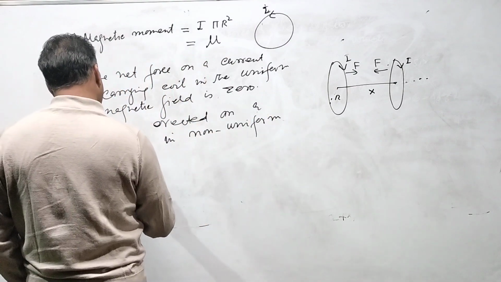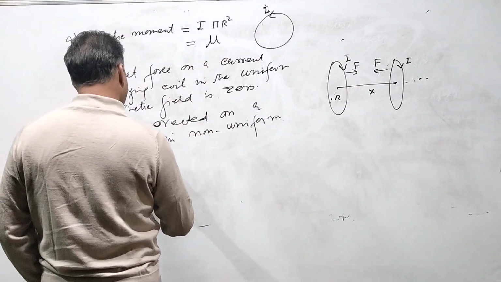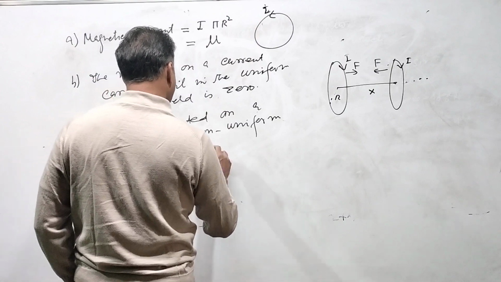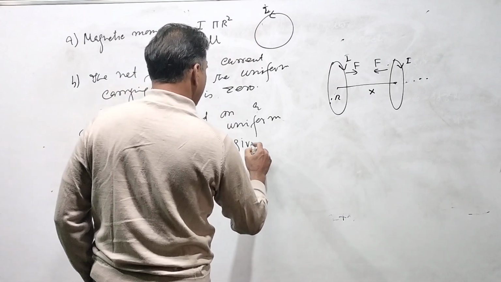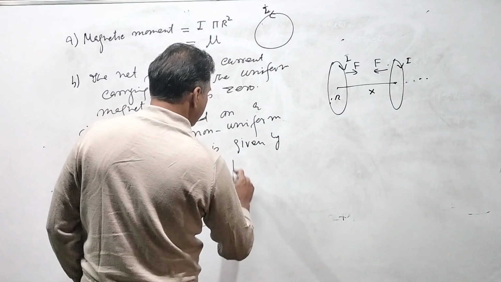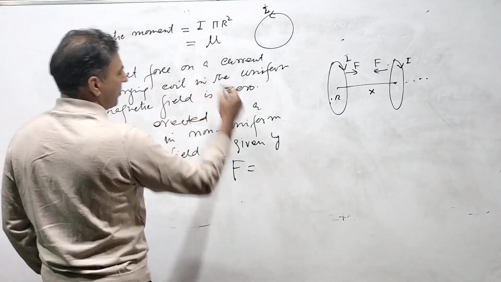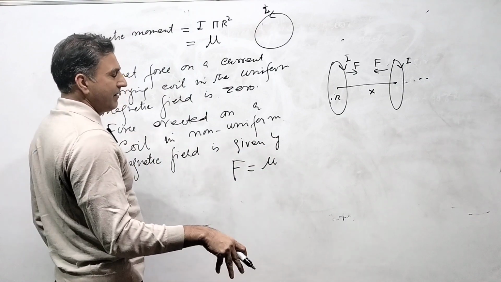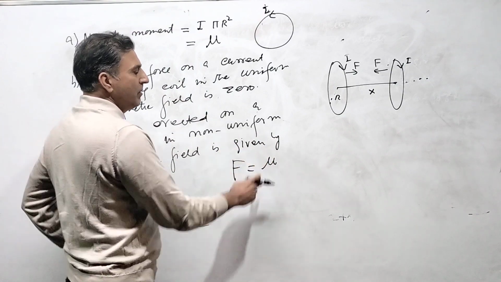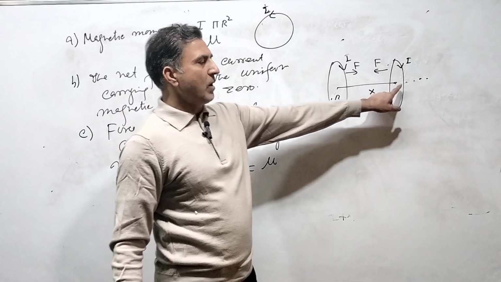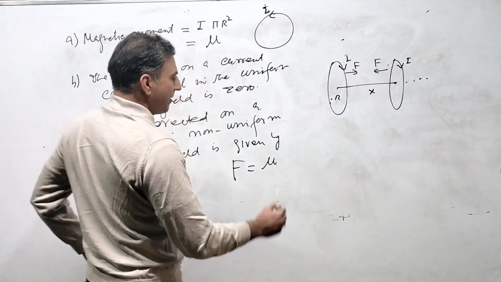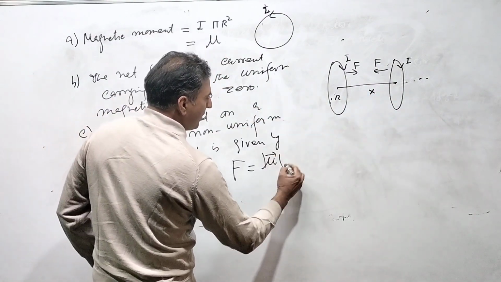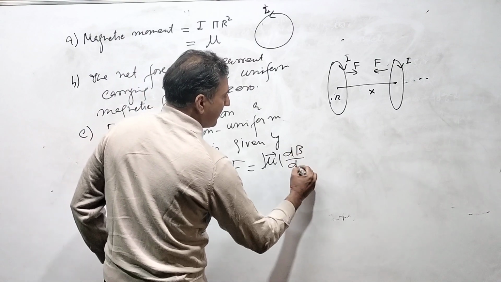In a non-uniform magnetic field, the force is given by... कितना होता है फोर्स? एक तो ये म्यू, उस कॉइल का जो कॉइल आपने प्लेस किया है. This is the μ. This μ is the magnetic moment of this coil into, ओके, इसका मैग्नीट्यूड dB by dx.